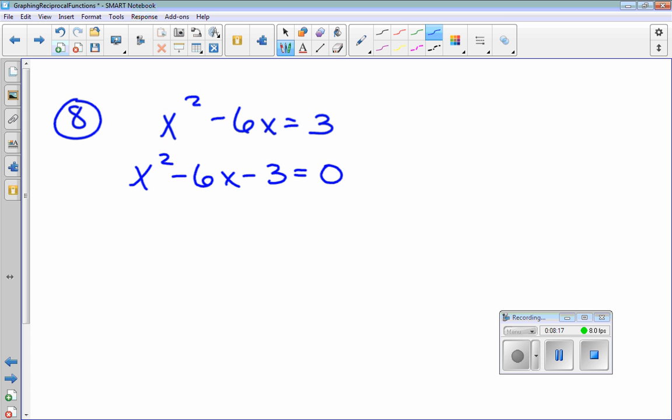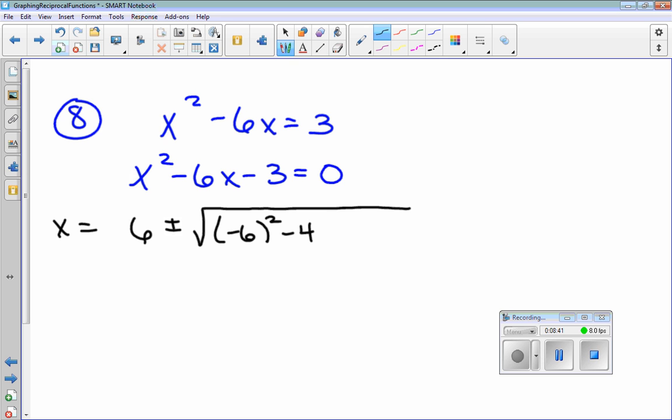Is this factorable? If you actually look at your answer choices, don't they all have square roots in them? So that means that we're going to probably have to solve this with what method? Quadratic formula. So x equals negative b. B is already negative. Make it a positive. Plus or minus the square root of b squared minus 4ac all over 2a.